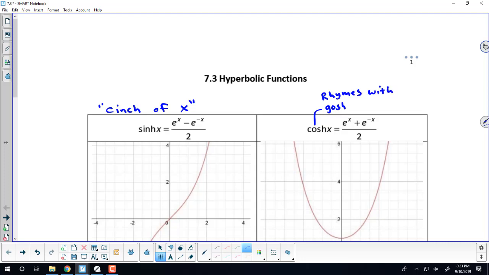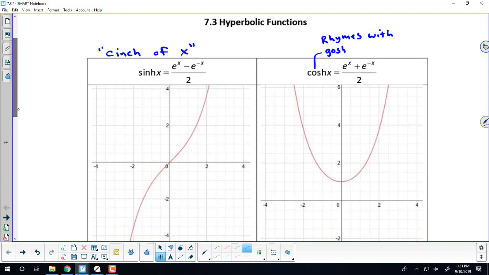But notice that they're actually exponential functions, even though we call them hyperbolic trig functions. They're not trig functions in the sense that we know trig functions. So you do need to know the definitions of hyperbolic sine and cosine, which are those exponential functions. You need to know those. You're not responsible for the graph.